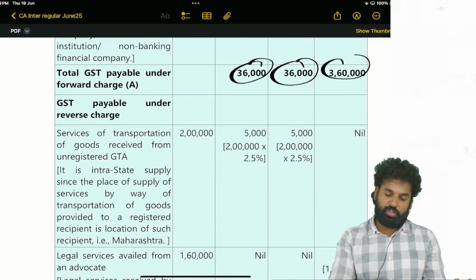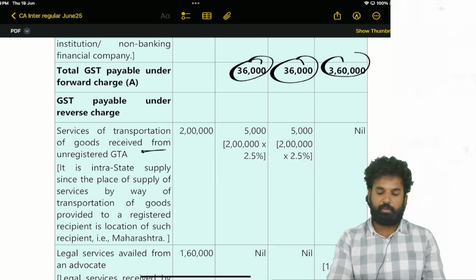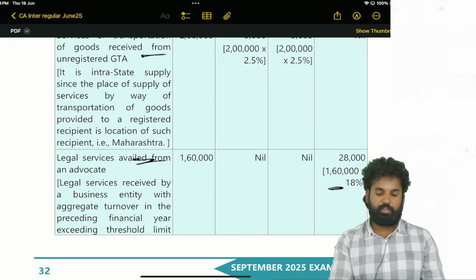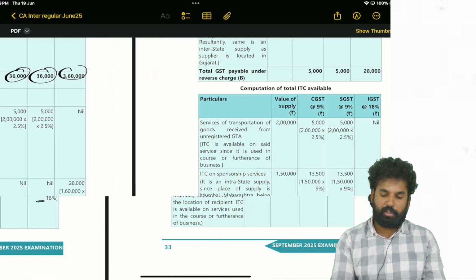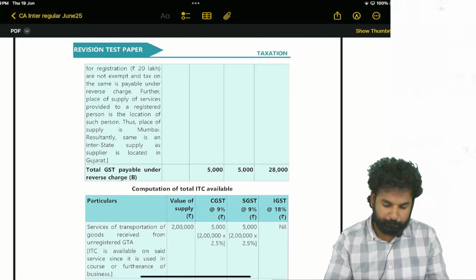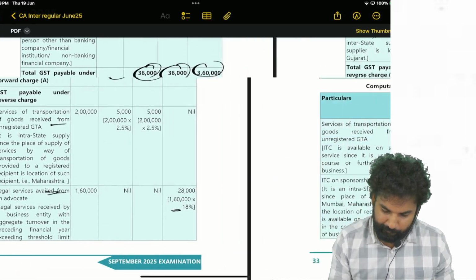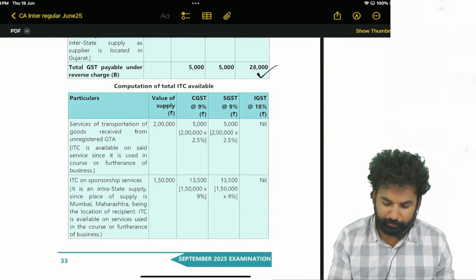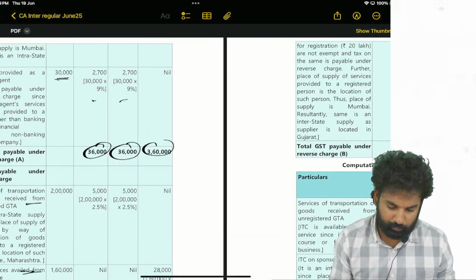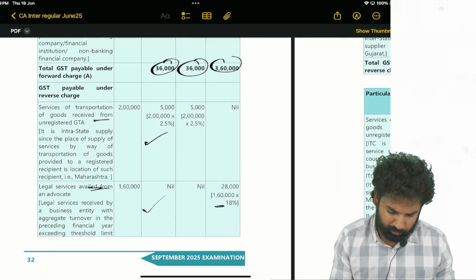GST payable under reverse charge mechanism. GTA services we are availing, 2 lakhs, 5%, 5%. Legal services availed, IGST on 1,60,000. And lastly, total GST payable under reverse charge is 5,000, 5,000, 28,000. Correct? This is the GST payable under reverse charge. Okay. Any other GST is there? This is one thing.